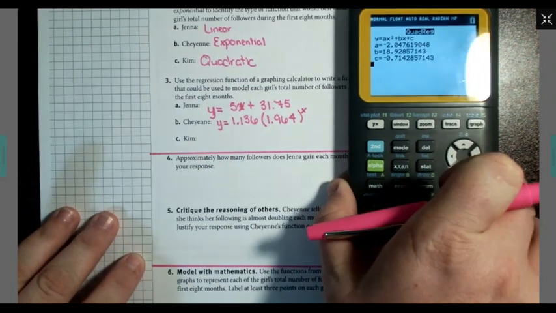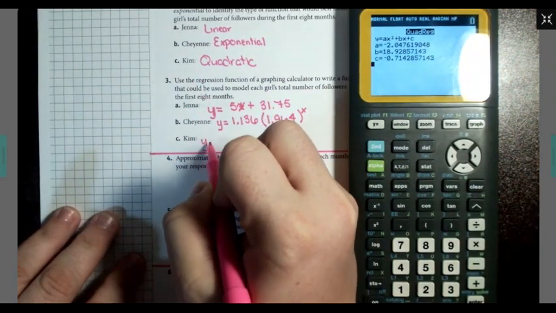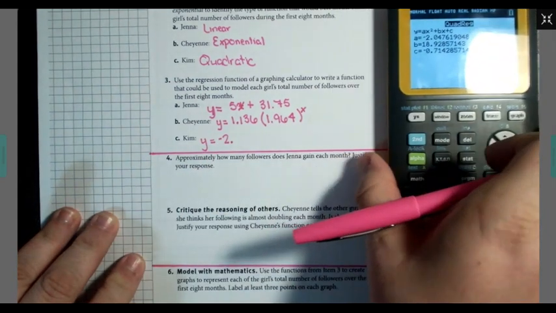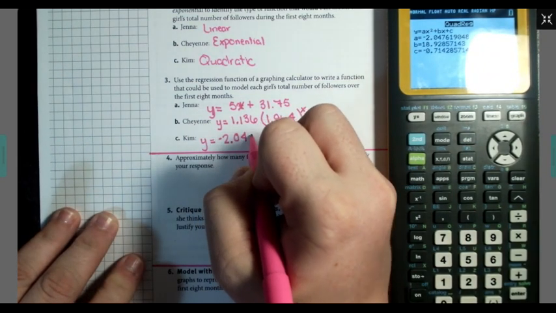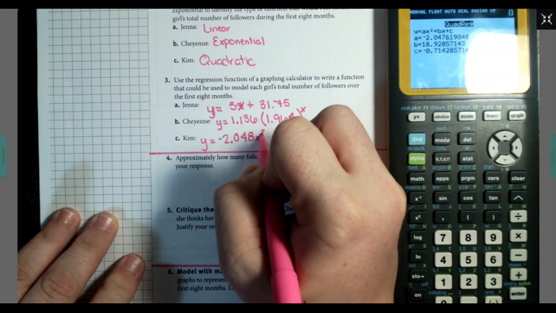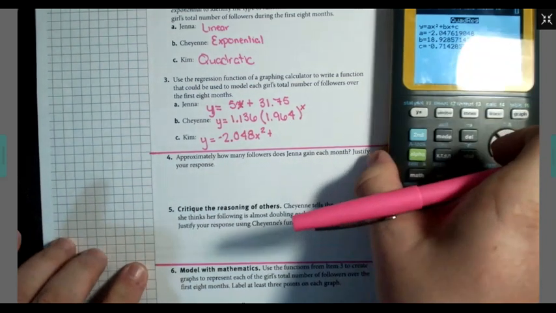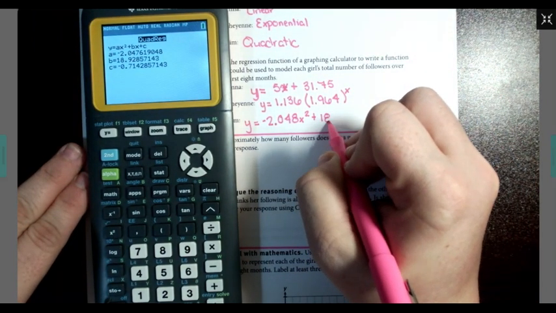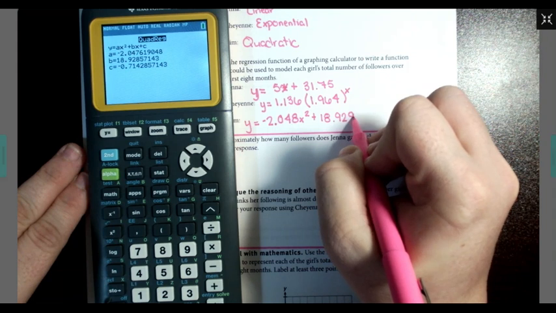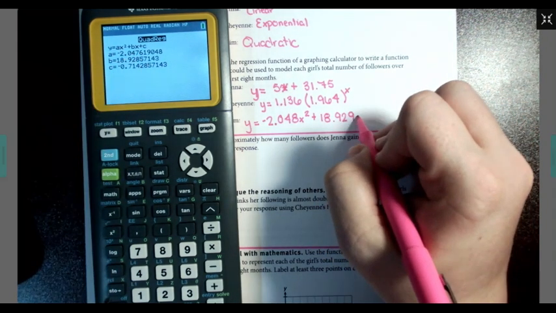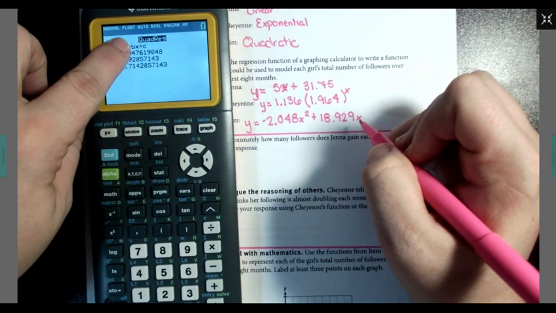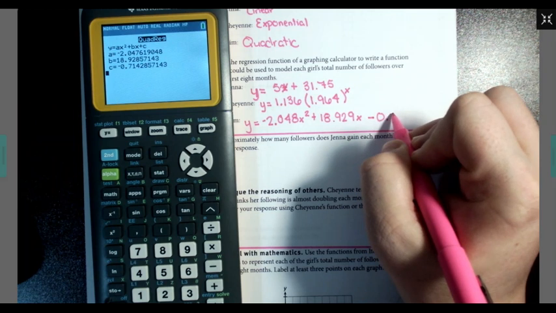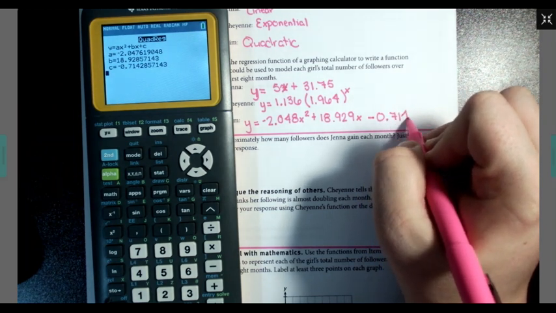All right, so we're going to write this down. Y equals negative 2.048x squared plus, sorry, my glare over there, we've got 18.929x, because we're rounding. So I'm just plugging in for a, b, and c respectively, minus 0.714.